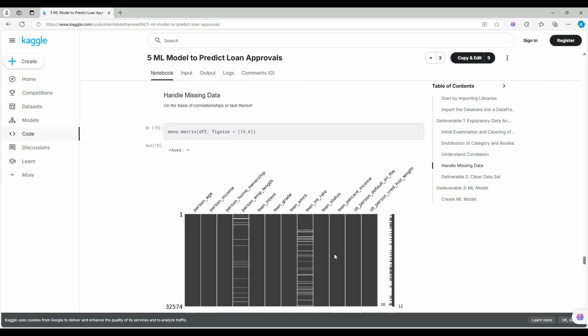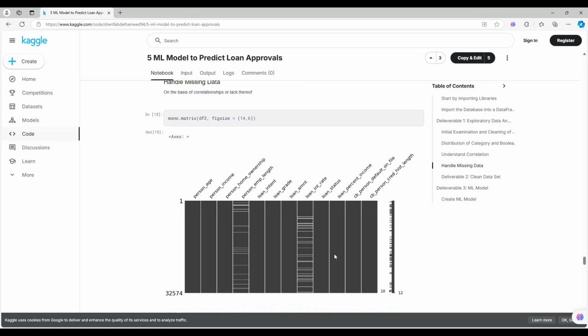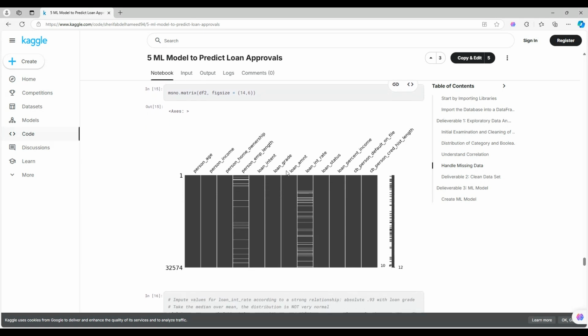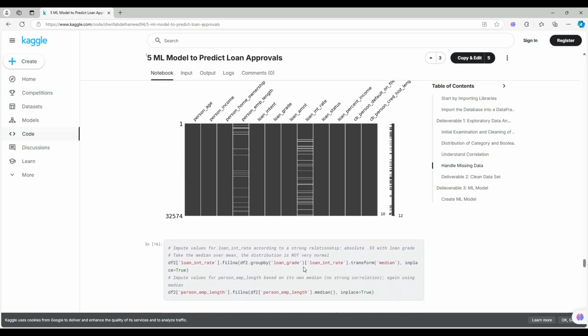I love this. The missingno package is very useful and helpful. So we use msno.matrix, and the data is df2. Fixed size is just, if you don't do the fixed size, it's too big and it messes with the way you see things. I like to have all the information in front of me. So we see here that person employment length has some issues. We have loan interest rate, which has some issues as well.